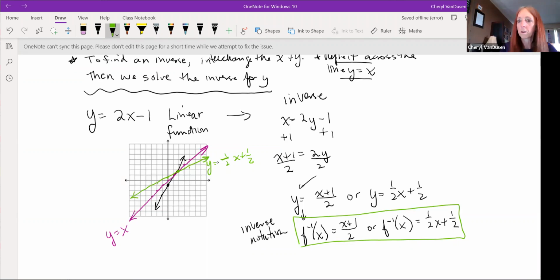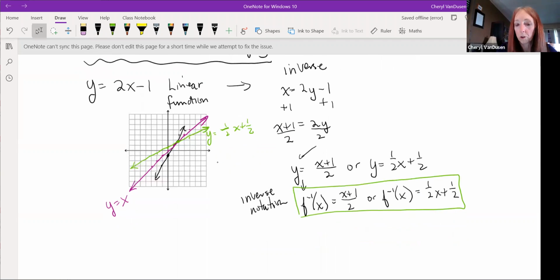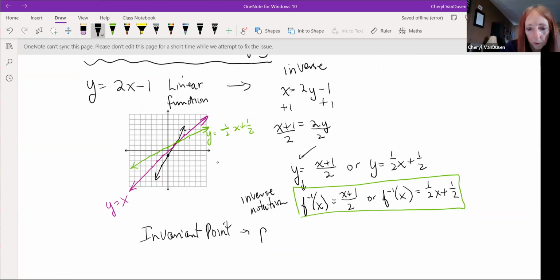This gives rise to another little piece of information that we should talk about called the invariant point. All right, so I'm going to ask generically, do you know what an invariant point is? So an invariant point is a point that does not move when transformations are applied.